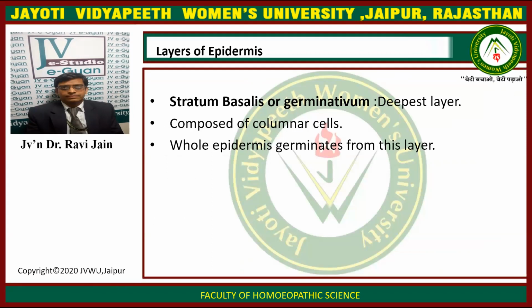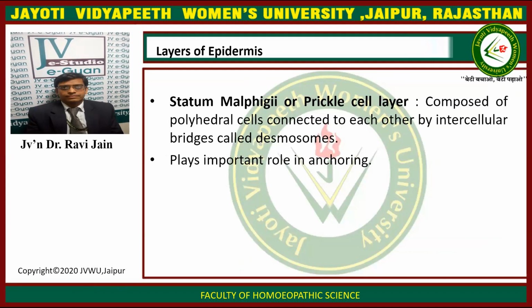The innermost layer of the epidermis is the stratum basalis, also known as the germinativum. It is the deepest layer and is composed of columnar cells. The whole of the epidermis germinates from this layer, therefore it is known as the germinativum. Next we have the stratum Malpighi, or the prickle cell layer. It is composed of polyhedral cells that are connected to each other by intercellular bridges known as desmosomes. It plays a very important role in anchoring the cells.